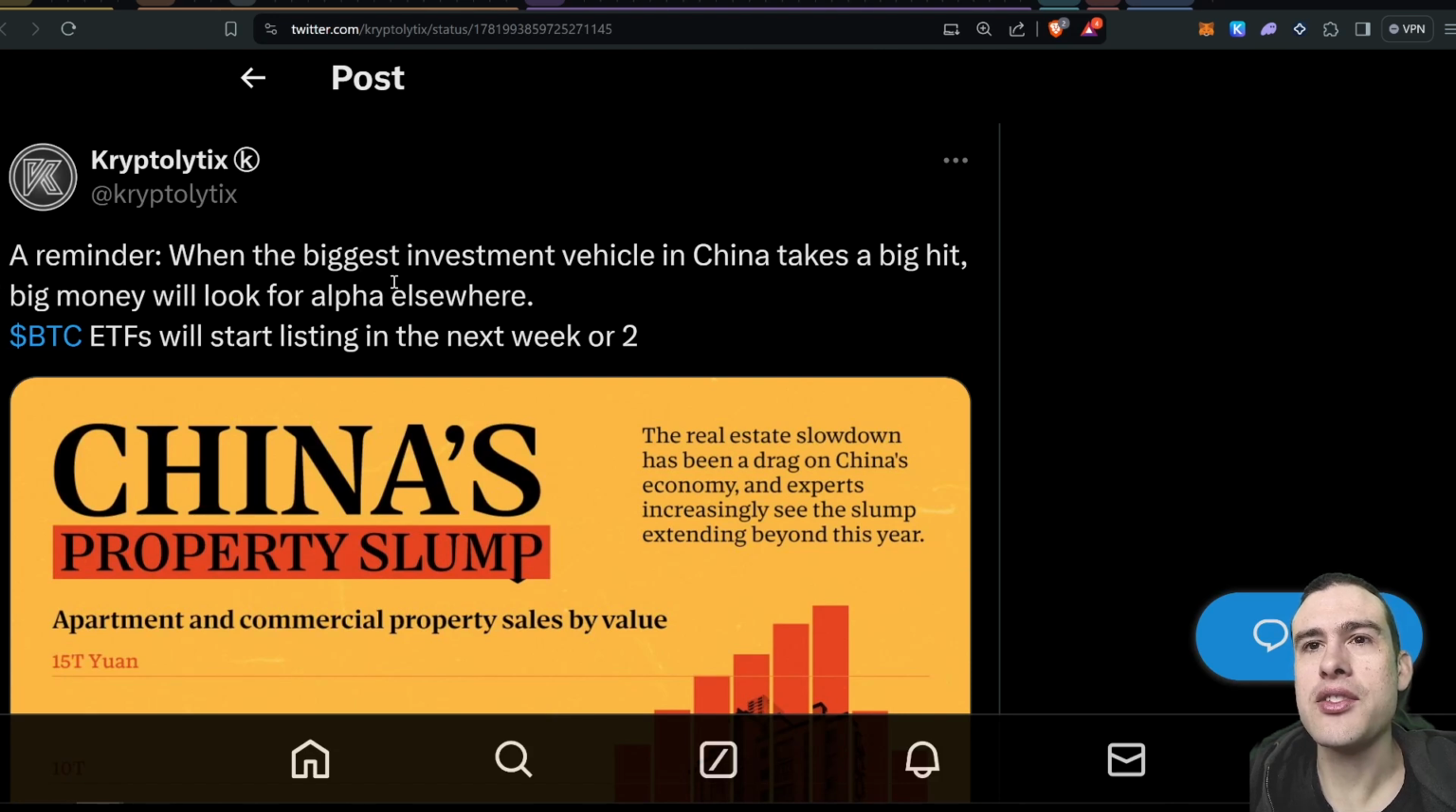So a reminder: when the biggest investment vehicle in China takes a big hit, big money will look for alpha elsewhere. So the Bitcoin ETFs will start listing in the next week or two.